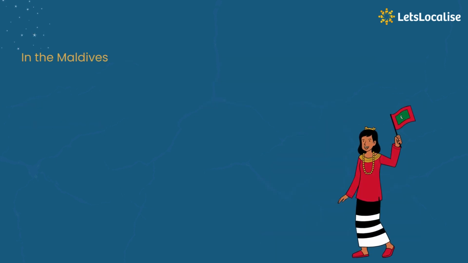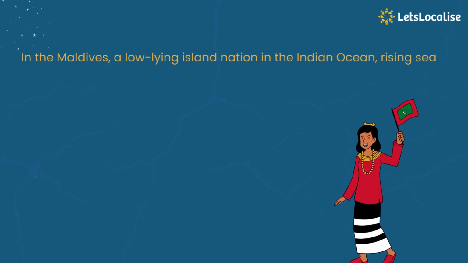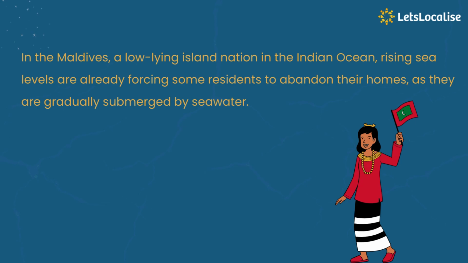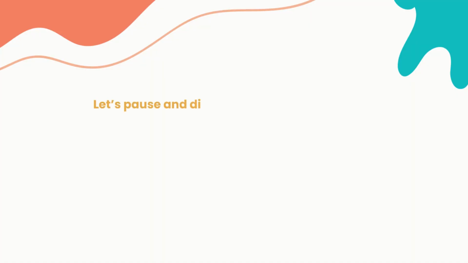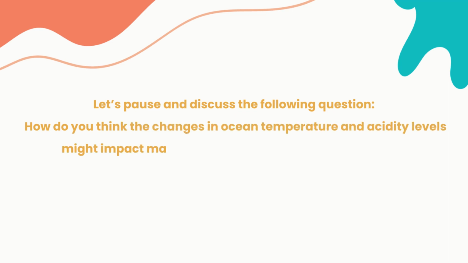In the Maldives, a low-lying island nation in the Indian Ocean, rising sea levels are already forcing some residents to abandon their homes as they are gradually submerged by seawater. Let us pause and discuss the following question. How do you think the changes in ocean temperature and acidity levels might impact marine life in different regions of the world?